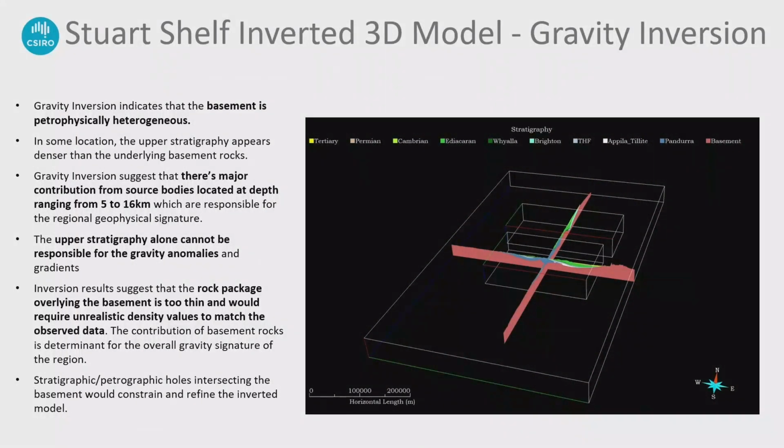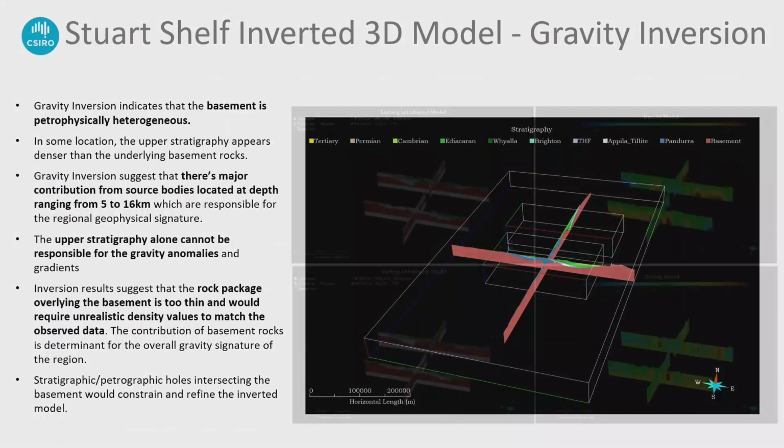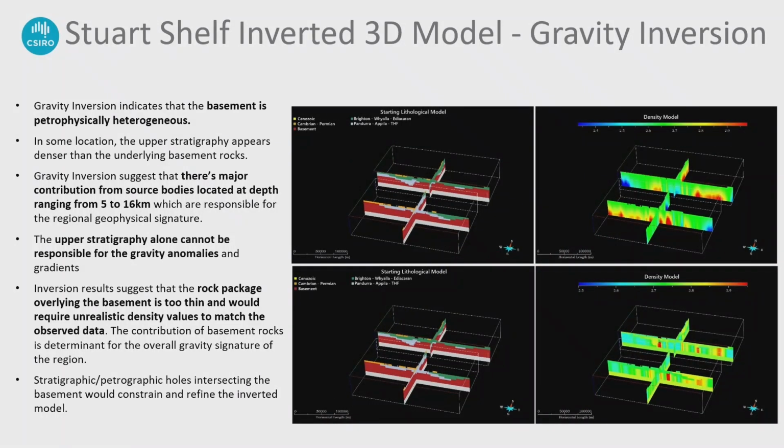So I chose two areas in the central part of the area of interest. And I performed unconstrained inversion. This is the lithological model just for reference. Unconstrained inversion means that the software is just free to create a density distribution that matches the observed data. And the conclusion, along with Euler deconvolution that I also played with, is that the source bodies that were at depth from 5 to 16 kilometers are responsible for the gravity signature of this part of the world.